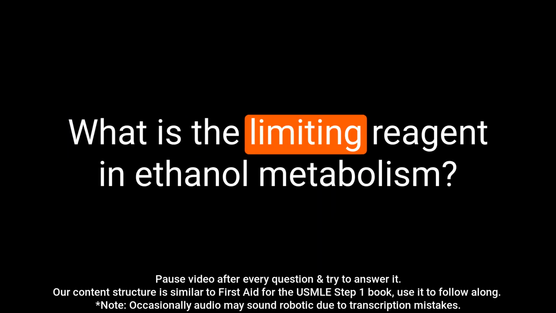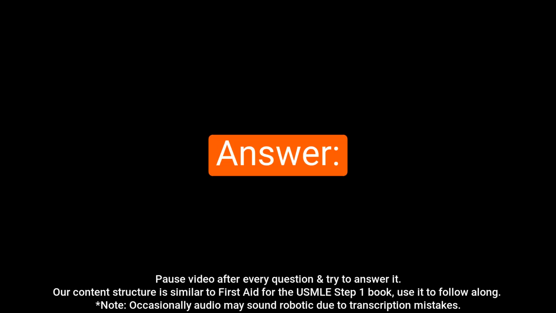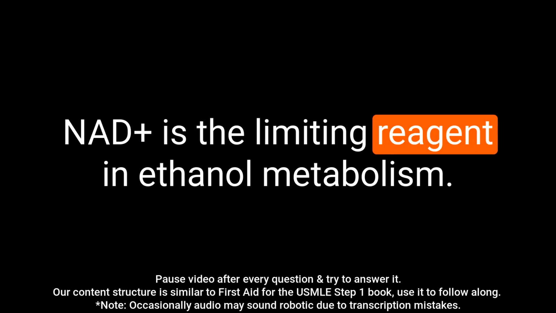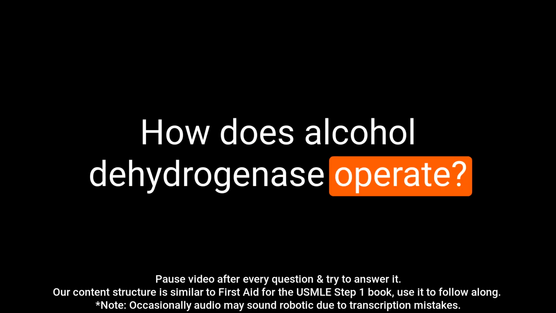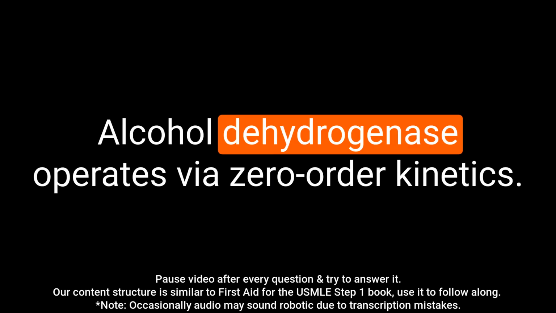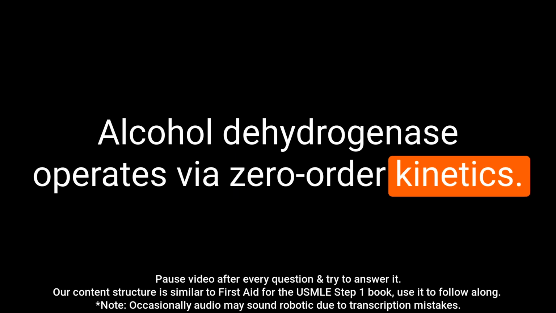Question: What is the limiting reagent in ethanol metabolism? Answer: NAD plus is the limiting reagent in ethanol metabolism. Question: How does alcohol dehydrogenase operate? Answer: Alcohol dehydrogenase operates via zero-order kinetics.